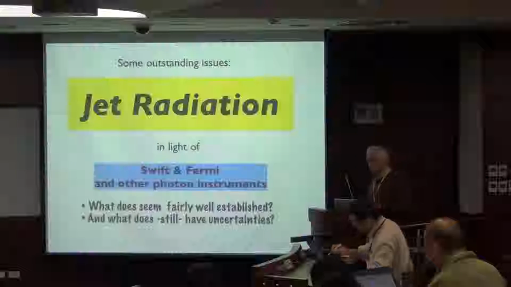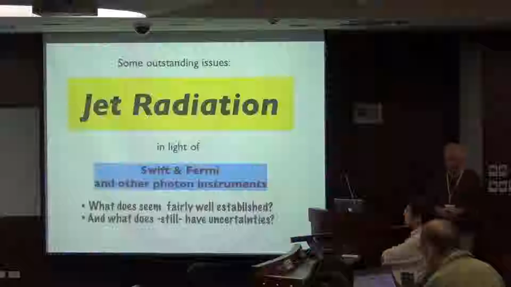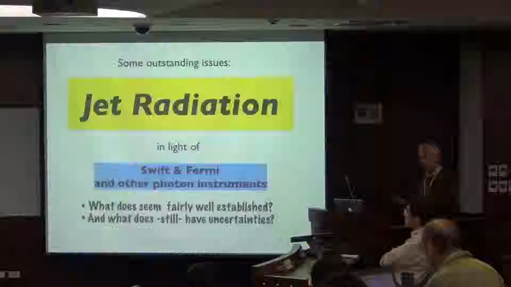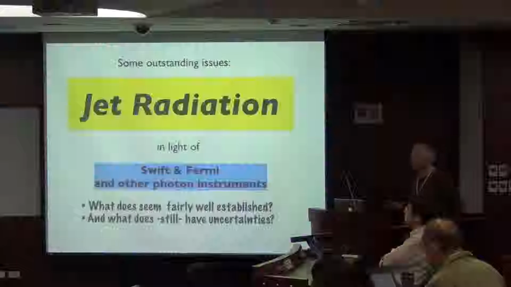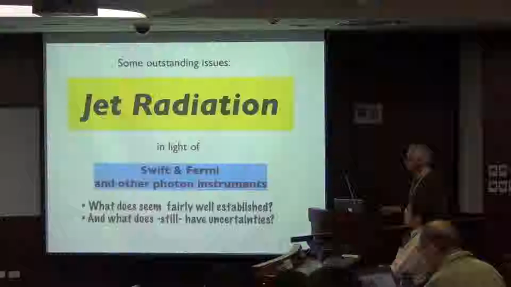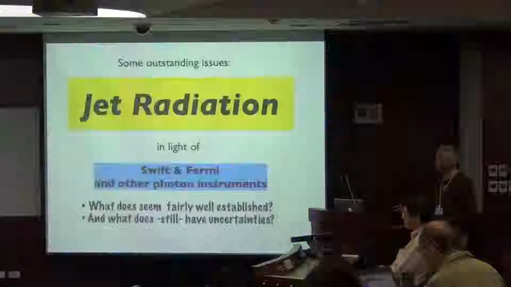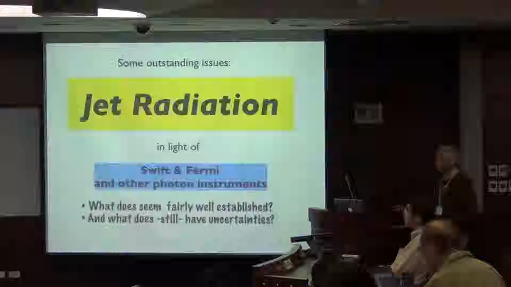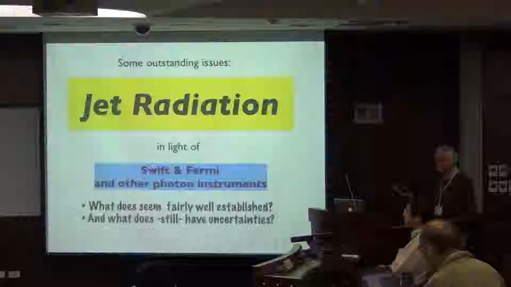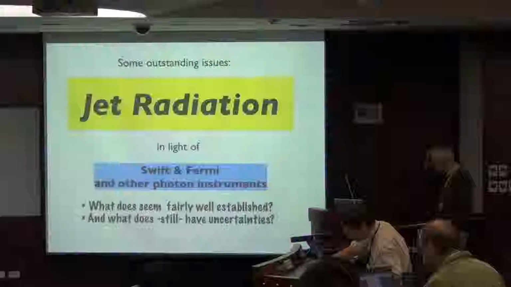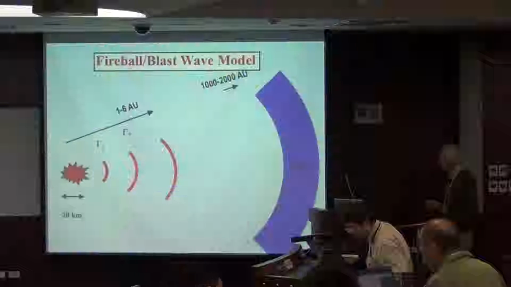And so that all looks very nice, but of course once you start getting more refined data, then you start finding out that the model has some little problems. In particular, Swift and Fermi have brought a lot of new information, and so it has become necessary to figure out what is well established, what is okay with the models, and what are the problems that one has to address.